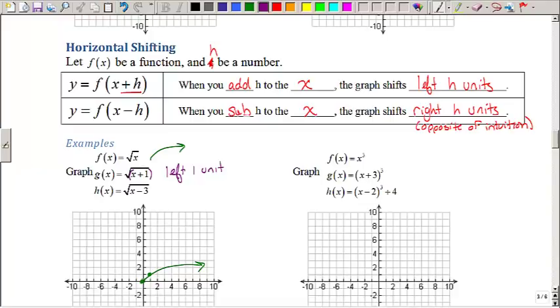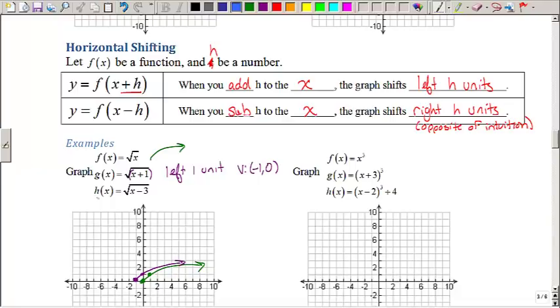So if I take my vertex and I move it left 1, my new vertex is going to be at -1, 0. Notice it's the x value this time that is being shifted. To get to my next point, either I can move the key point over 1, or I could go right 1, up 1 from my vertex, and then I can sketch my graph.